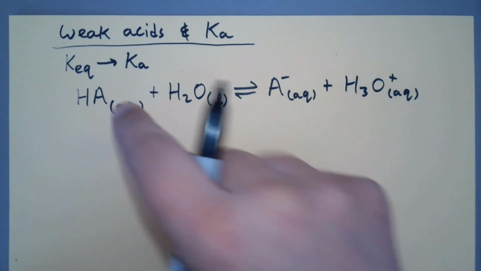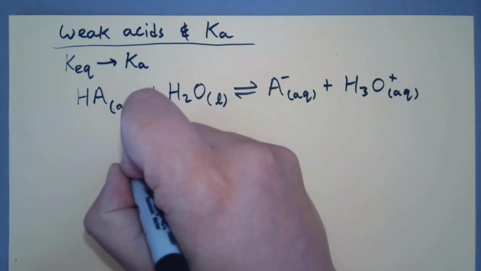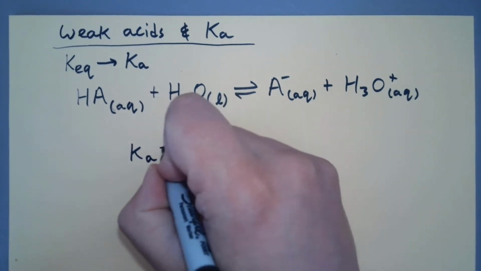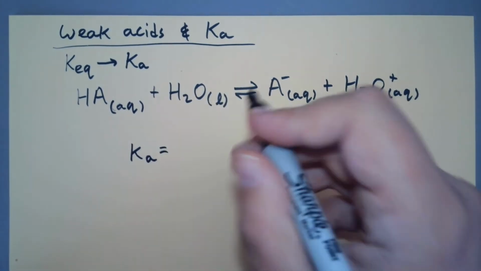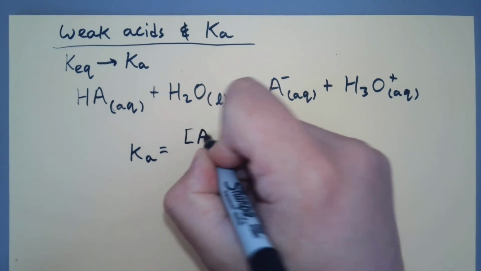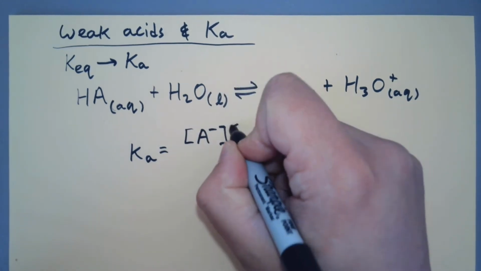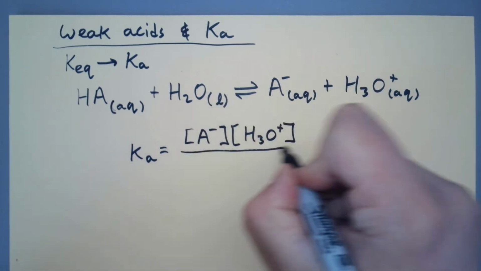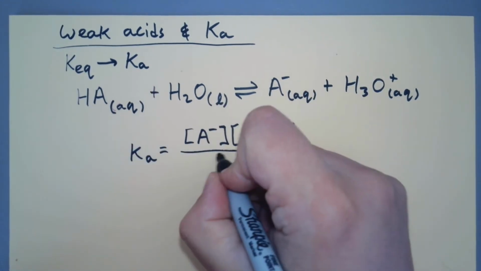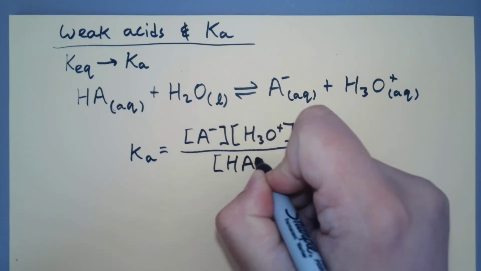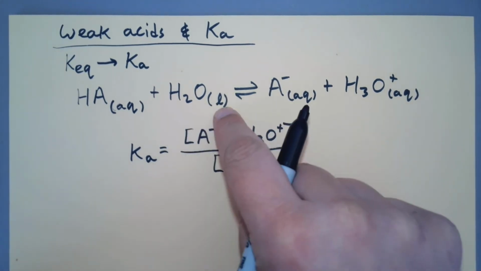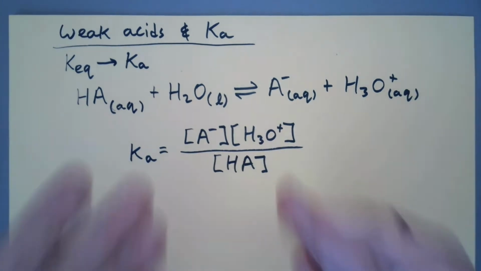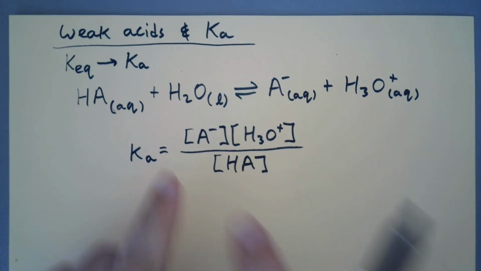Now if we write out our expression for KEQ here, or as we're now calling it, Ka, we will have our products over our reactants. So we'll have our concentration of A minus times our concentration of H3O plus, all of which is divided by a concentration of HA. And once again, we ignore water because it's a liquid. Alright, so that's our expression for Ka, and that's going to equal some number.